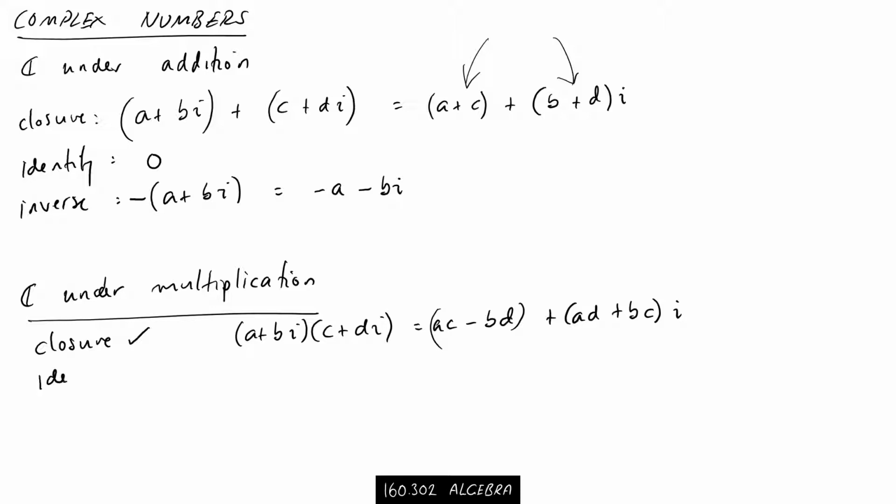Again, identity. This time we're looking for something that leaves an element unchanged when we multiply by it. So this time our identity is 1. If I take A plus BI times 1, I just get A plus BI. So our identity is 1. Give that a tick as well. Okay, inverses.